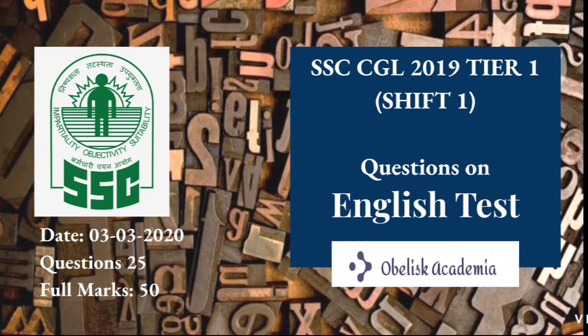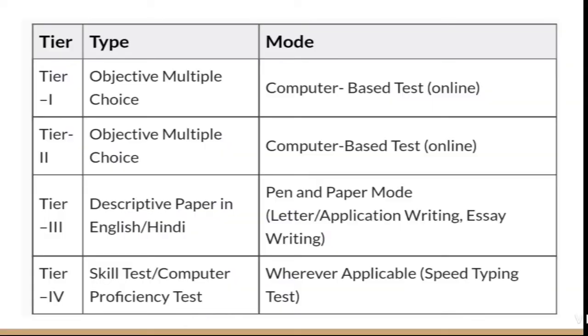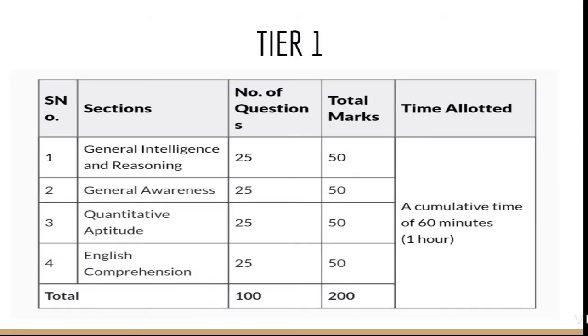We shall be solving the English question paper of SSC CGL 2019 Tier 1 Shift 1. This is the pattern of CGL examinations. In Tier 1, you will have four segments: general intelligence and reasoning, general awareness, quantitative aptitude, and English comprehension.